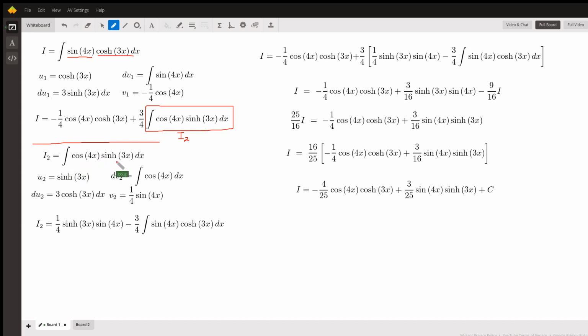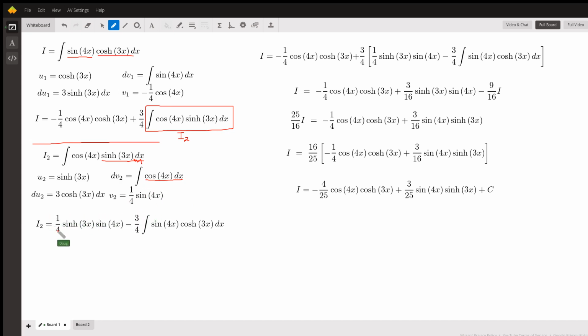Let's follow the same pattern, letting u equal the hyperbolic sine of 3x. So du sub 2 is 3 hyperbolic cosine of 3x dx. dv sub 2 will be the antiderivative of everything else. I shouldn't have underlined the dx here. So that's the cosine of 4x dx. So v sub 2 is the antiderivative of this, which is 1/4 sine of 4x.